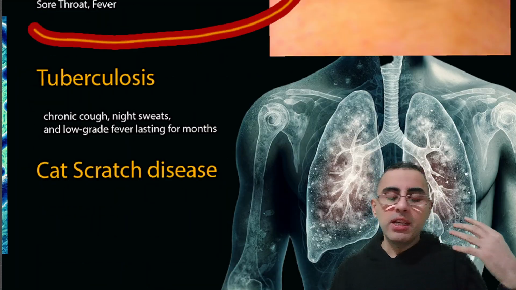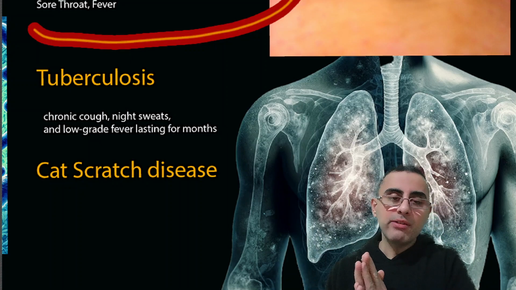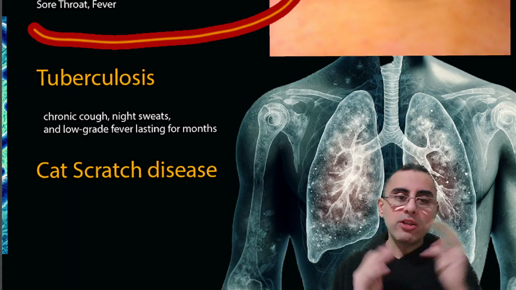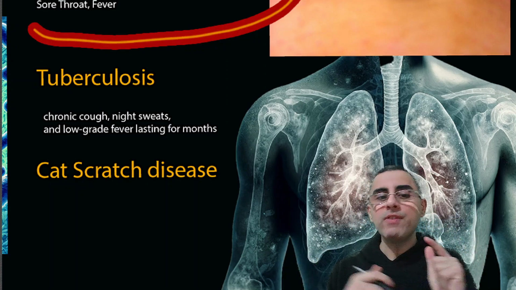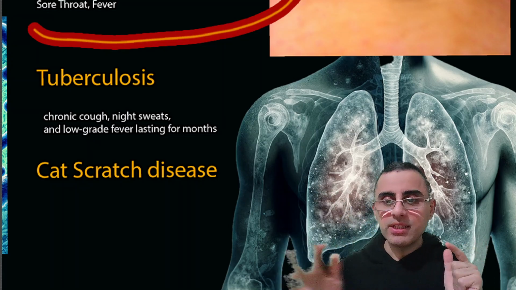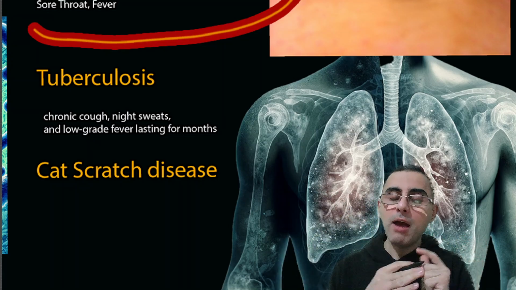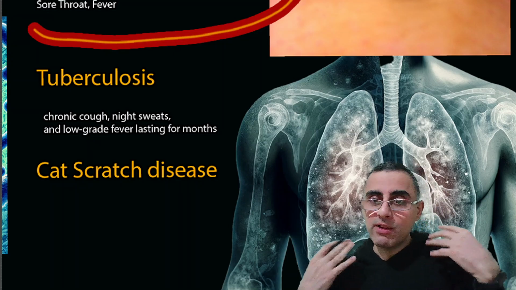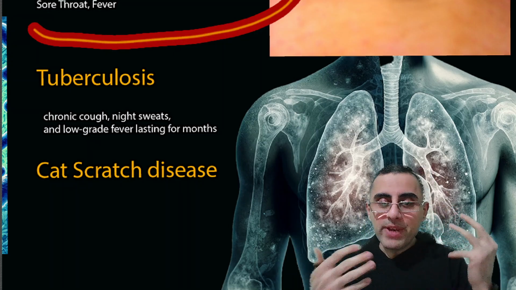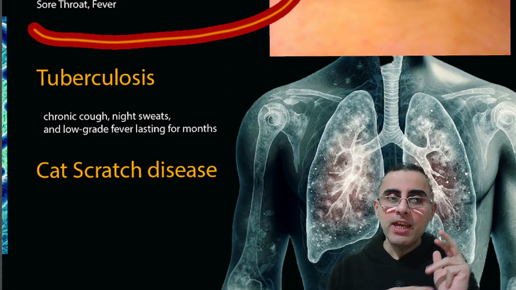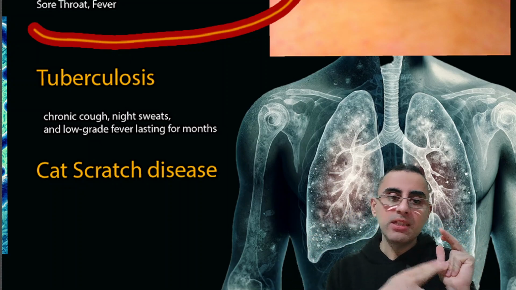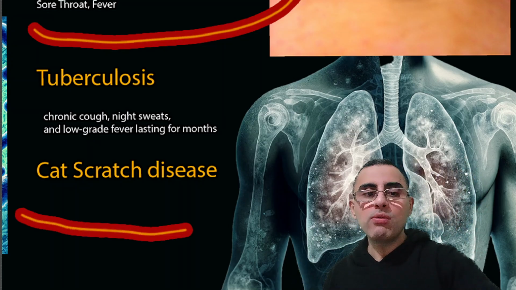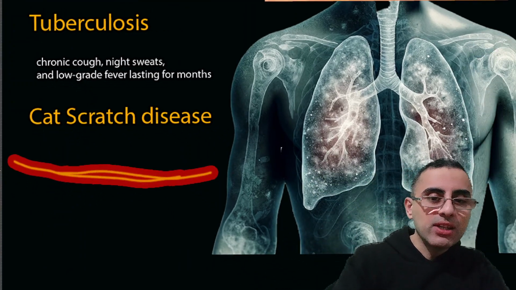Also, more serious diseases cause enlarged lymph nodes, such as tuberculosis. Tuberculosis causes chronic cough, night sweats, and low-grade fever, which last for several months, and coughing up blood is also a symptom, as is unintentional weight loss. The person feels weak, loses weight, and looks pale. Another bacterial infection that causes enlarged lymph nodes is cat scratch disease.